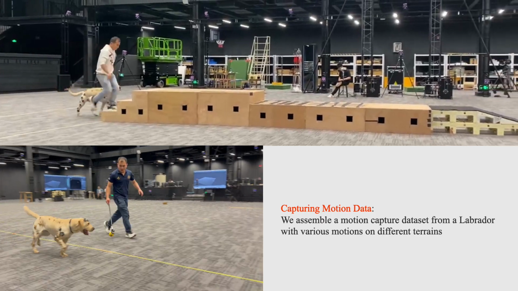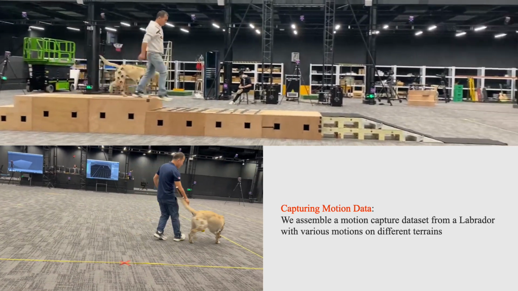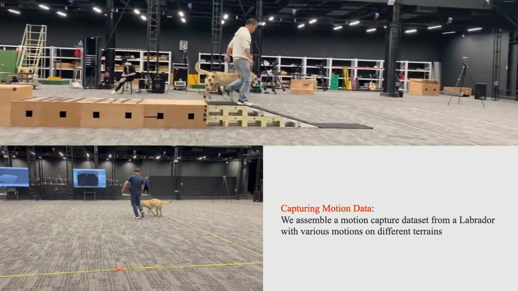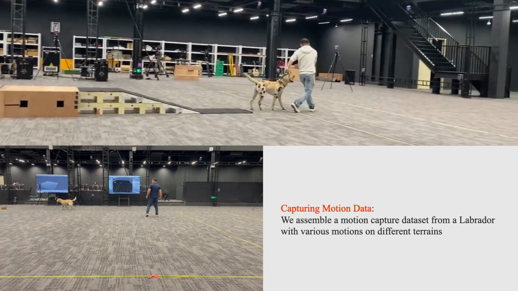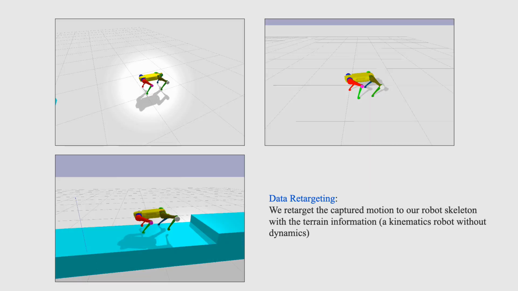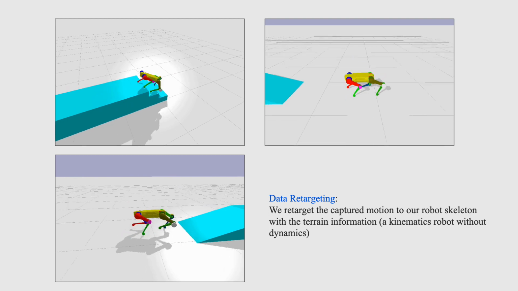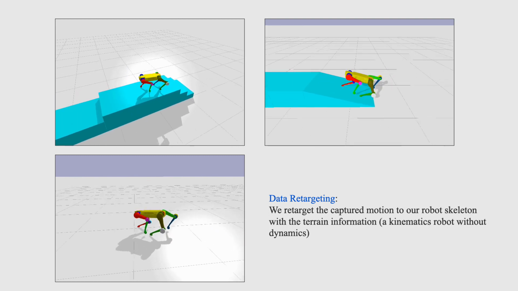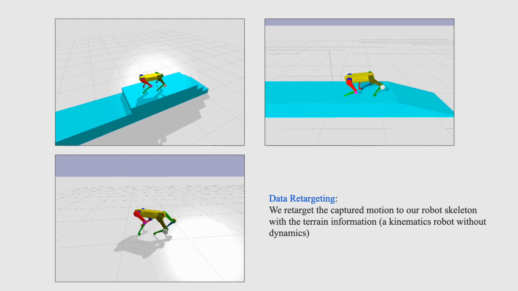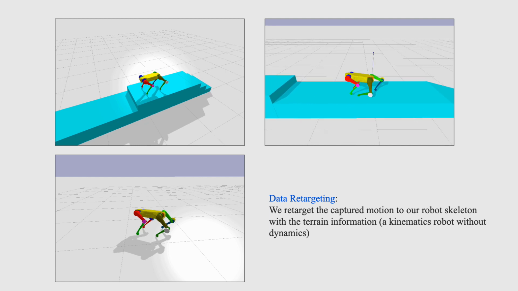In the motion capture process, we assemble a motion capture dataset from a Labrador with various motions on different terrains. In the data retargeting process, we retarget the captured motion to our robot skeleton with the terrain information. This video shows a kinematics robot without dynamics.